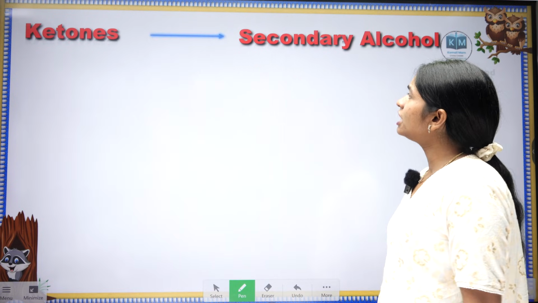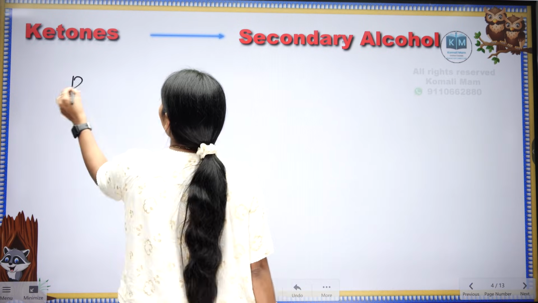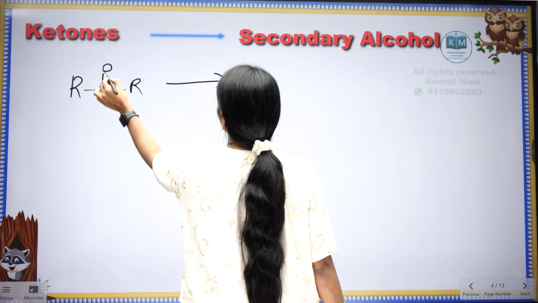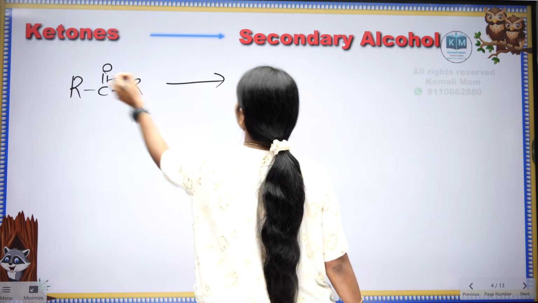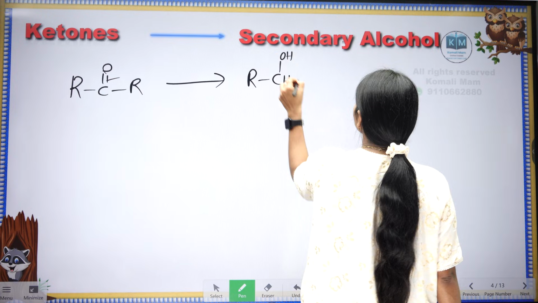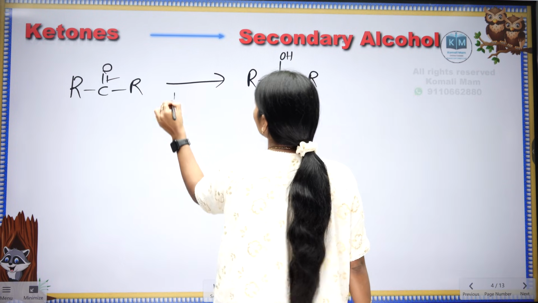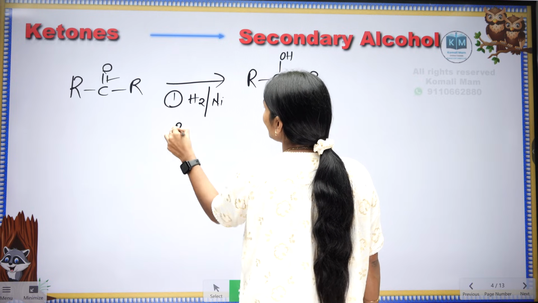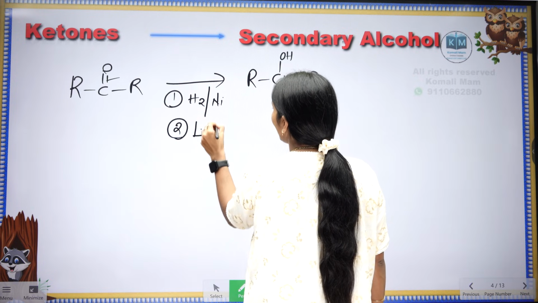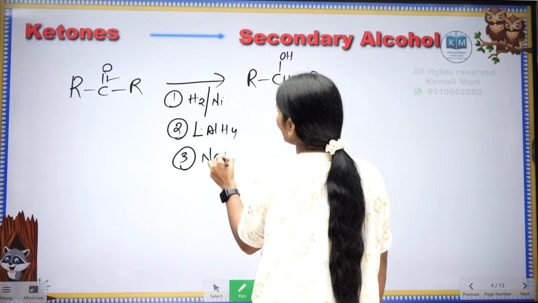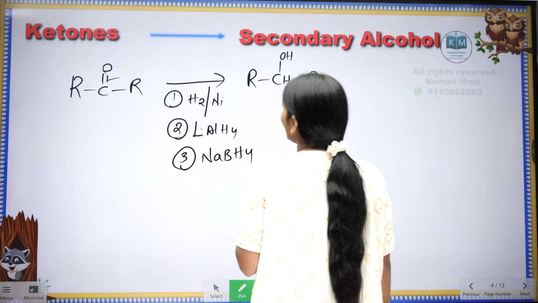Tell me the second one. Ketones we want to convert into secondary alcohol. By the time I write this reaction, you need to find out the reagent. Faster. I want to break this bond, H here, reduction. What are the 3 reducing agents we can use? Repeat. First one is hydrogen over nickel. Second one is lithium aluminium hydride. Third one is sodium borohydride. Very important, these 3. Right?